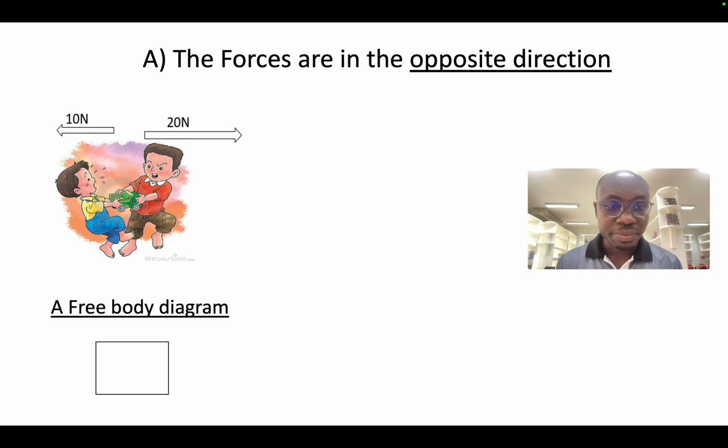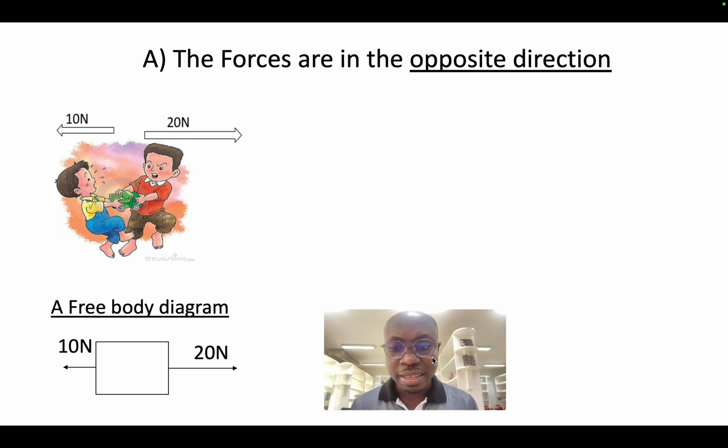Now, first, to find the net force, we have to draw everything again. We will not draw the car, but you just draw a box. Okay, the box will be the car, and we're going to draw the forces: 20 newtons to the right, 10 newtons to the left. Okay, you can see the arrow 20 is bigger than 10, right?